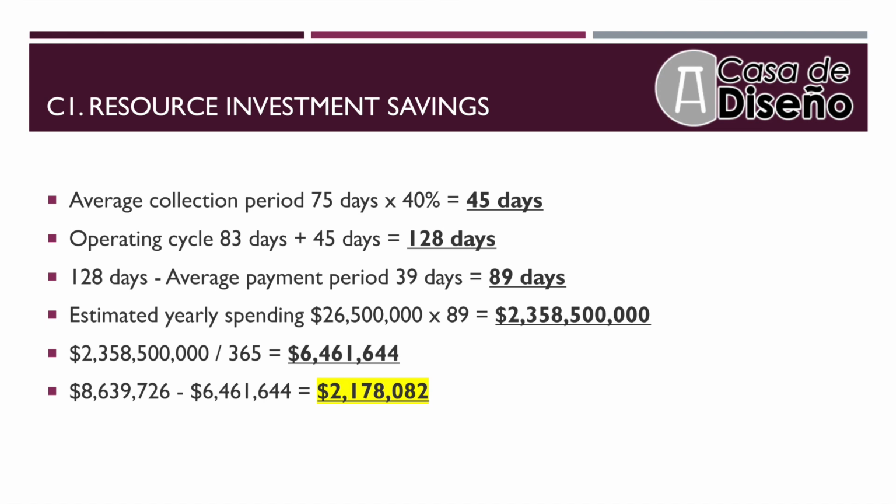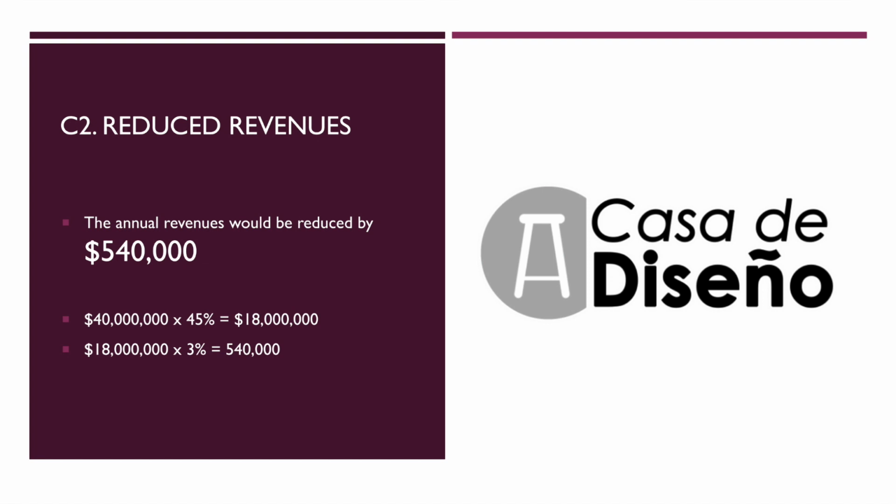To get the total resources needed, we would need to multiply the estimated spending of $26,500,000 by 89 and then divide it by 365 for a daily amount of $6,461,644. Finally, we subtract our findings from the original resource investment to find a savings of $2,178,082.